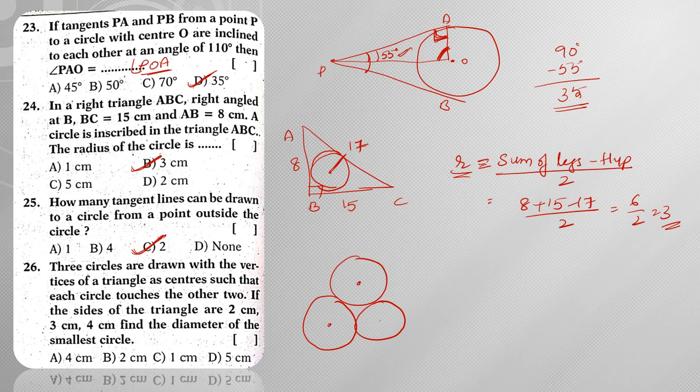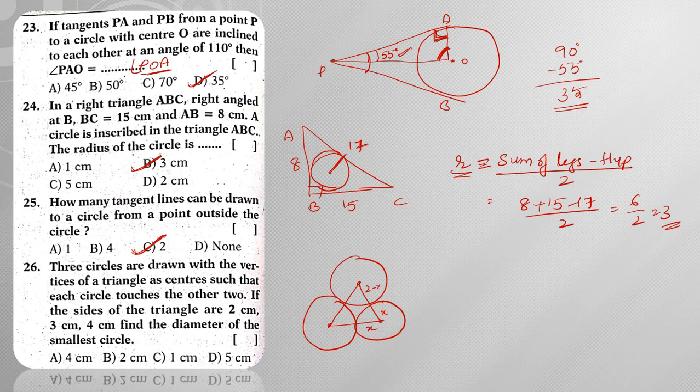So these are nothing but the vertices. Now let us join all these centers. What he has given: the sides of the triangle are 2 centimeters, 3 centimeters and 4 centimeters, so find the diameter of the smaller circle. For this, let the smaller circle have the radius x centimeters.